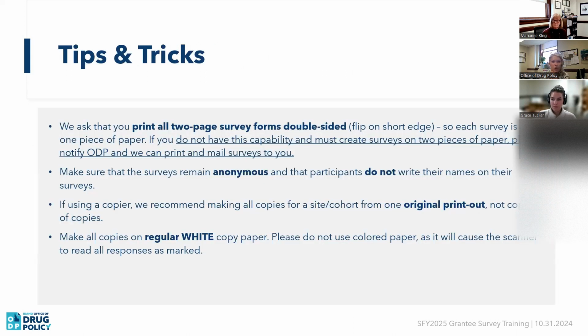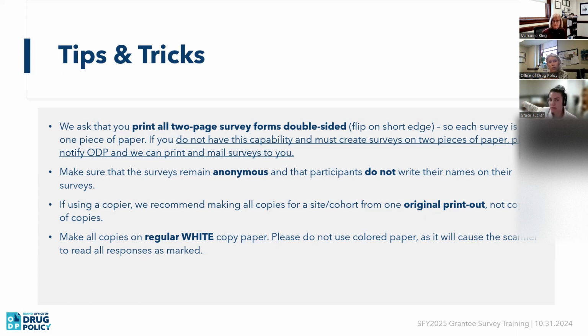Okay, next we're just going to go over tips and tricks, which again is a bit misleading because these are actually strong recommendations. And if you do not always implement surveys or administer them in this way, that will impact our ability to make them usable for evaluation. So one, we ask that you print all 2-page surveys as double-sided. Both our retrospective older youth survey and our retrospective parent survey are 2 pages, and they're intended to be printed on one piece of paper, front and back.